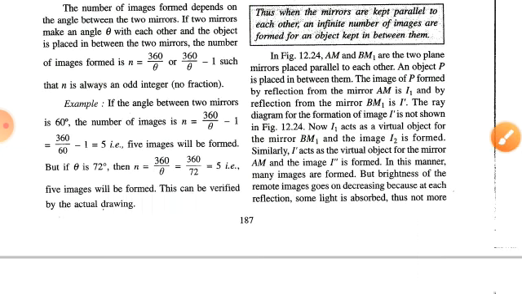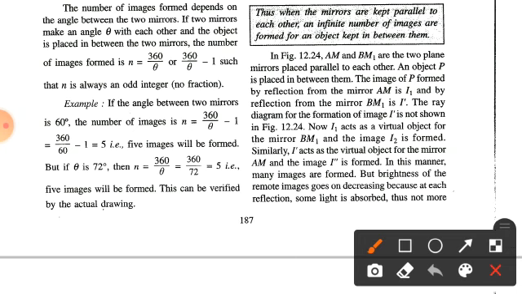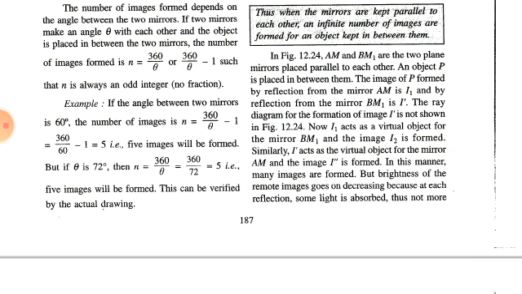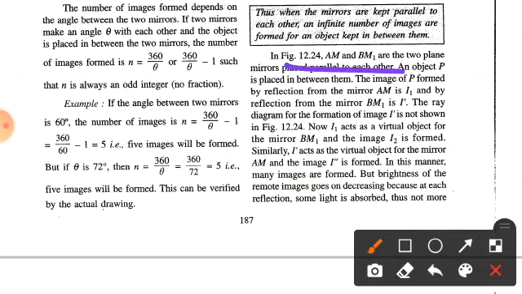Clear? Now I will show you figure number 12.24. In this figure, AM and BM1 are the two plane mirrors which are placed parallel to each other. An object P is placed in between them, and the image of P formed by the reflection from the mirror AM is I1, and by the reflection from the mirror BM1 is at I dash. Now the ray diagram for the formation of image I dash is not shown.